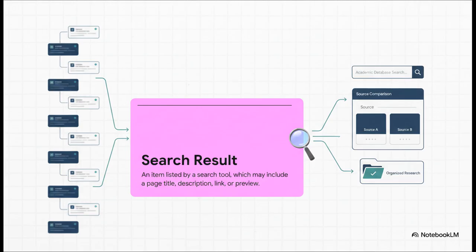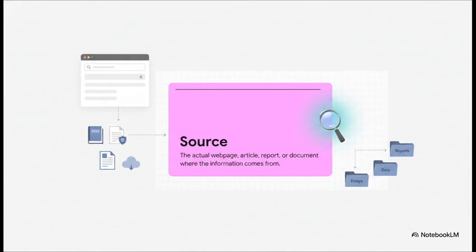Now, it's absolutely crucial to understand the difference between a result and a source. A search result is just the item listed on your screen. A title, a clickable link, maybe a tiny little preview snippet. Think of it like a signpost. It's pointing you somewhere, but it's not the actual information itself. In any academic or professional setting, you should literally never cite just a search result. To get to the actual truth, you must always click through to evaluate the source itself.